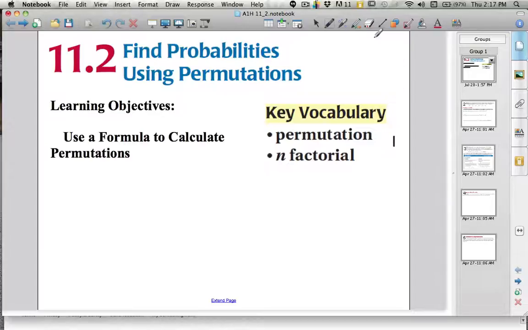In section 11.2, we're going to find how to find probabilities by using permutations. Our learning objective here is to use a formula to calculate permutations. Our key vocabulary is going to be what is a permutation and what is n factorial.